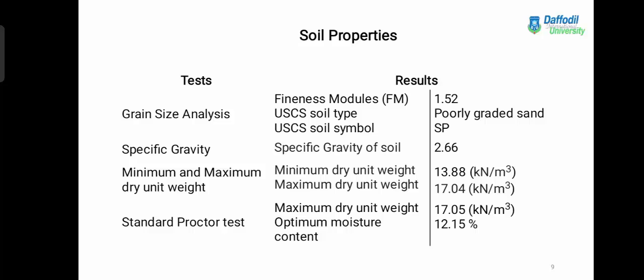The results obtained from the laboratory tests are listed in the following table. The collected soil is a poorly graded sand having fineness modulus and specific gravity of 1.52 and 2.66 respectively. Minimum and maximum dry unit weights were found to be 13.88 and 17.04 kilonewton per meter cube from the vibrating table test. From the standard Proctor test, maximum dry unit weight and optimum moisture content were found to be 17.05 kilonewton per meter cube and 12.15%. We performed both the vibrating table and standard Proctor tests to estimate the maximum dry unit weight of soil because it is an essential parameter for the preparation of specimens for the DCP test. Maximum dry unit weight obtained from both tests is almost the same.